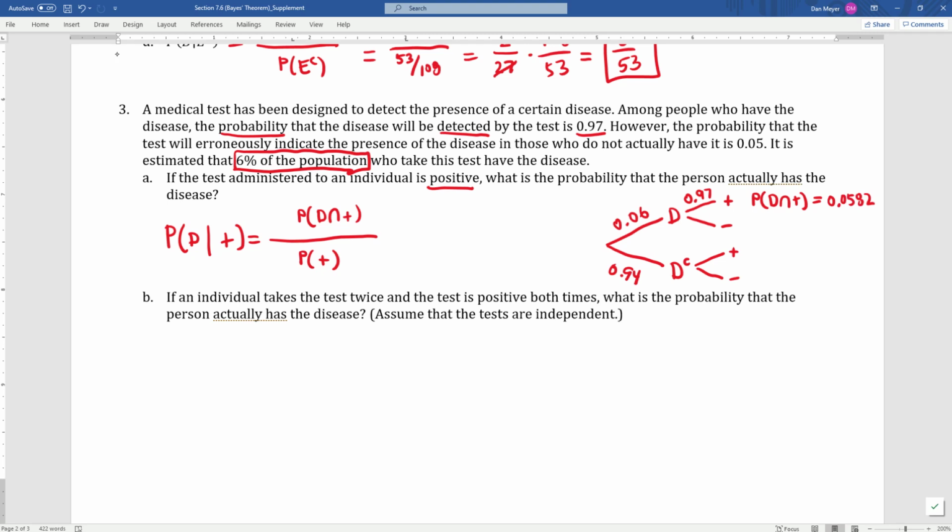And then, since we are interested in all of the positive results, the probability of a positive result from a disease-free person, let's see. The story says that the test will erroneously indicate the presence, so there's going to be an incorrect positive result. This is called a false positive. That probability is 0.05. So if I take 0.94 times 0.05, that gives me 0.047.